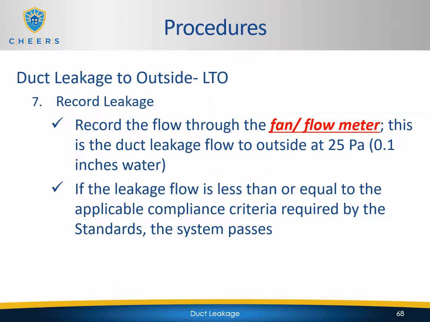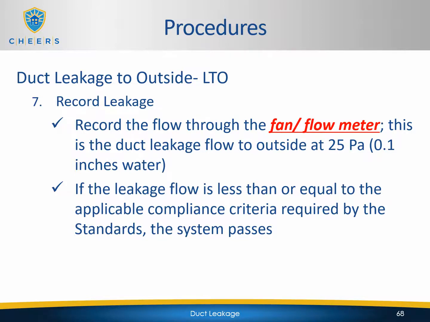You will then record the flow through the fan flow meter, and this is going to be the duct leakage flow to outside at 25 pascals. So on your manometer, you're going to have the 0 pascal pressure on one side, and then you're going to have a leakage flow in CFM on the other. That is what you want to record.